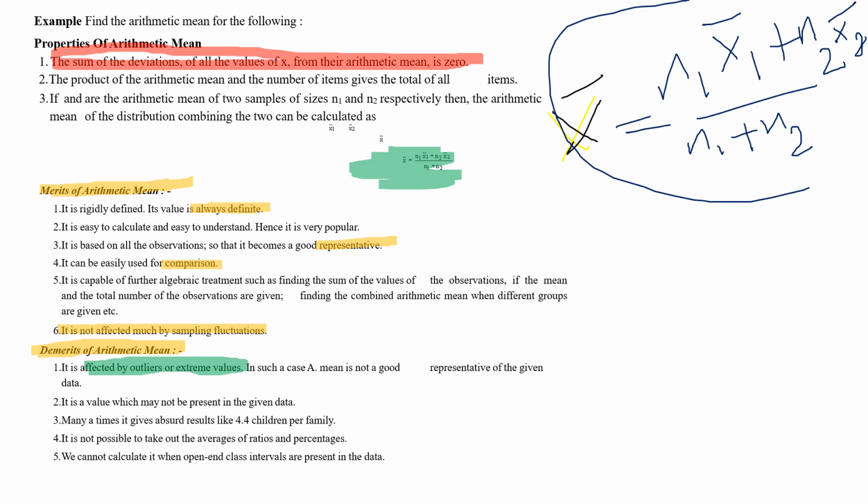Its value may not be present in the given data. Many times it gives absurd results like 4.4 children per family. It is not possible to take the average of ratios and percentages. We can't calculate it when open-ended class intervals are given. If open class intervals are given, then we can't calculate the arithmetic mean.